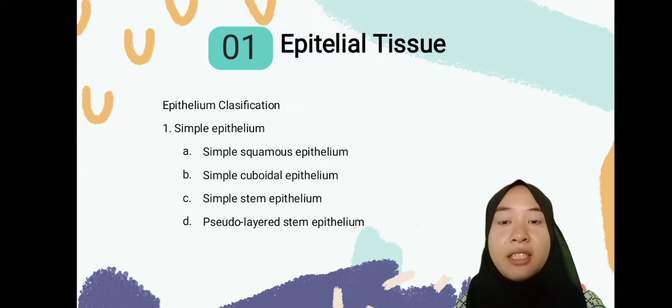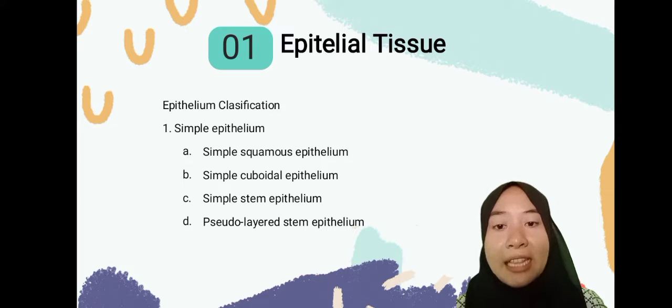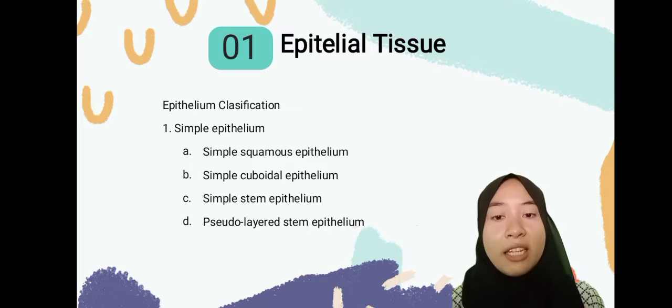Epithelium classification. The first is simple epithelium. Simple squamous epithelium consists of a layer of flattened cells. This type is thin and permeable. Its role is in the process of oxygen and carbon dioxide diffusion and blood filtration in the process of urine formation. Found in capillary walls where the exchange of nutrients and water between blood and body tissue occurs. Found in the alveoli where gas exchange occurs.